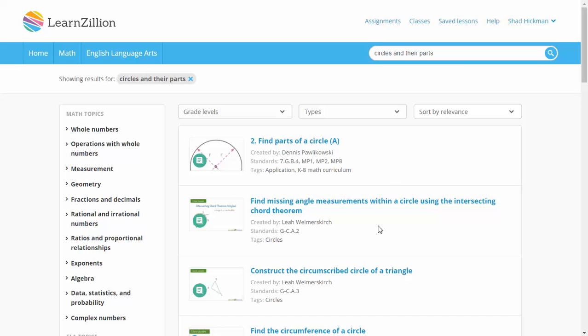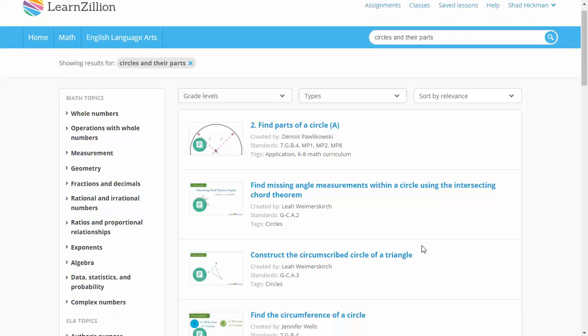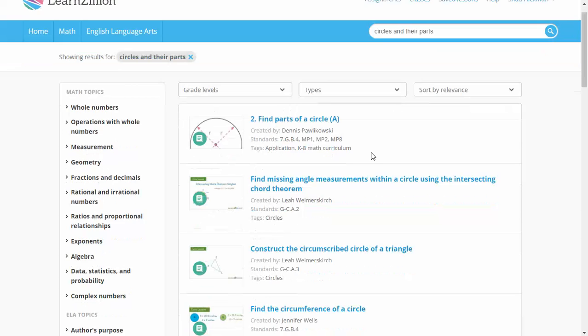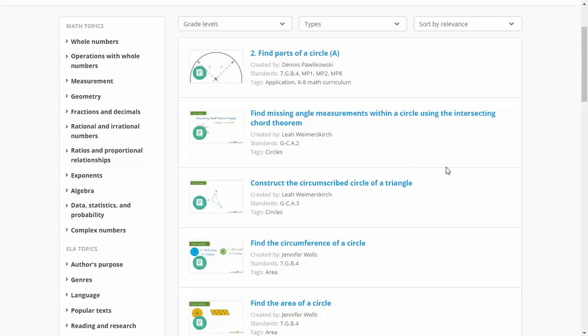Finding parts of a circle. These are lessons created by other people. I'm assuming that the people at Learnzillion are hiring and using stuff from good people. So I don't know. Last time we did the boring definition stuff.